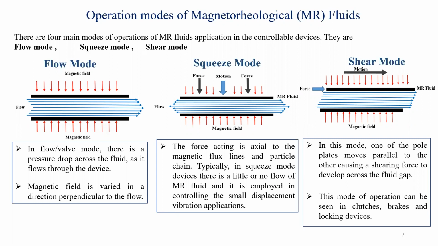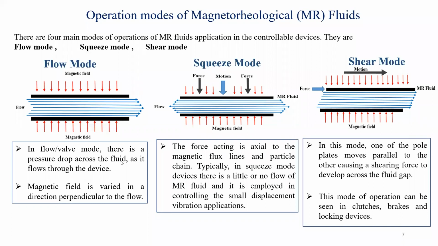People have developed several brakes, clutches, etc. using these different types of mode. Here, the flow and the magnetic field, if you see, are in perpendicular directions. The flow is in this direction, and the magnetic field is in the perpendicular direction.